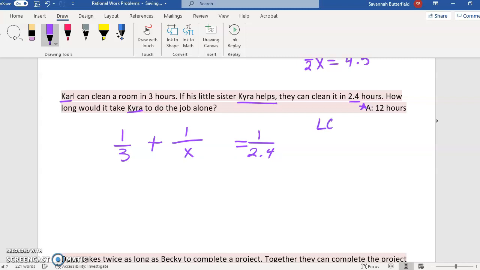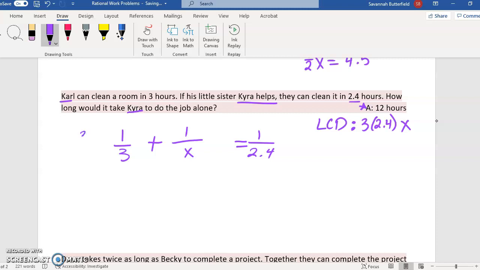So looking for my least common denominator. 3 and 2.4, we don't really know what their least common denominator is because multiples of 2.4 is hard. So we're just going to say 3 times 2.4, because whatever those two multiply together will be our LCD. And then we'll bring in the x as well, because none of these denominators share anything, so we're just going to write all 3 of them.